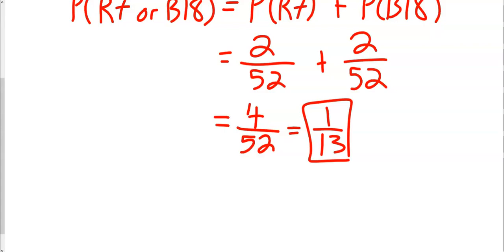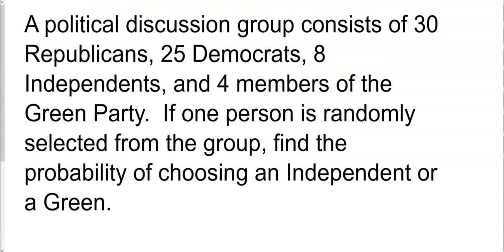Next problem, here you go. So a political discussion group consists of 30 Republicans, 25 Democrats, 8 Independents, and 4 members of the Green Party. Excuse me. If one person is randomly selected from the group, find the probability of choosing an independent or a green. Try it.